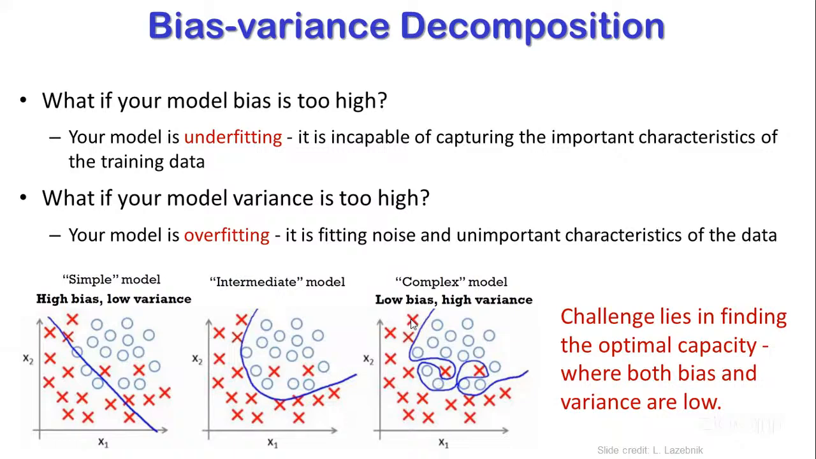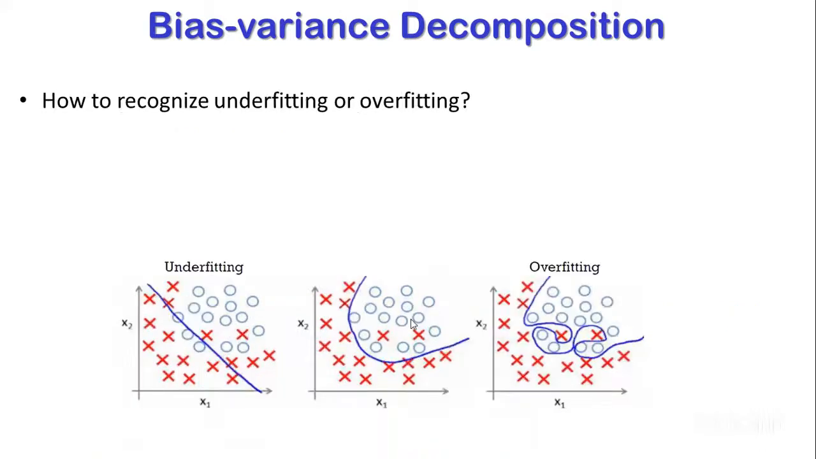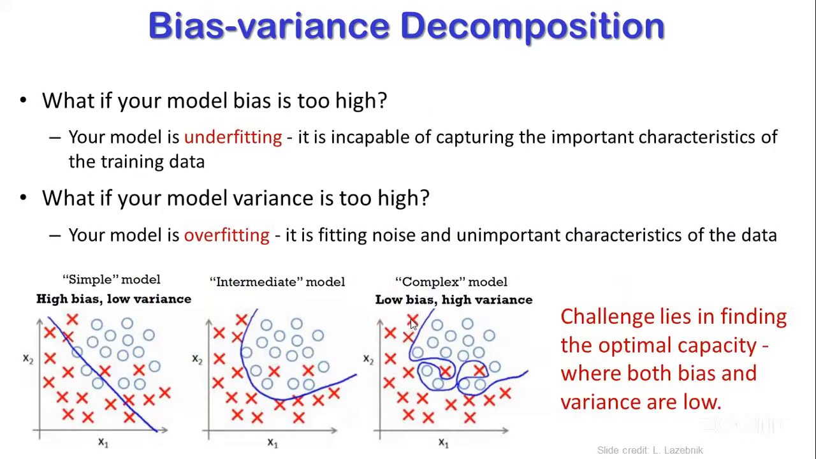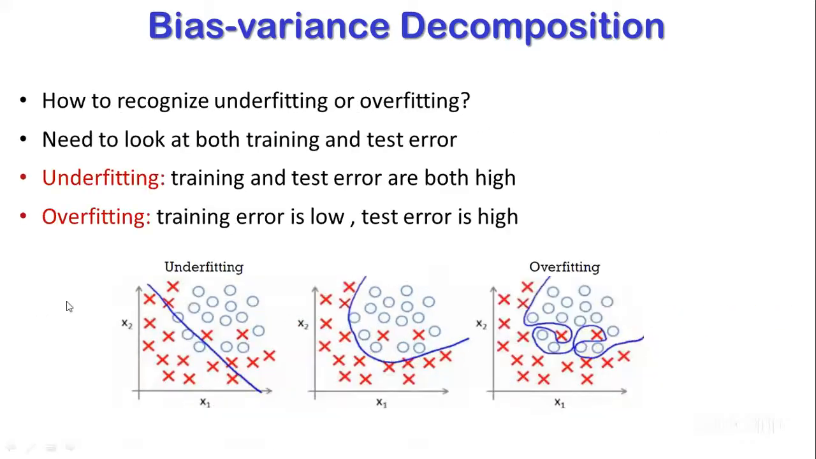So what is our problem? The challenge lies in finding the optimal capacity. We want both bias as well as variance low, right? Keeping both low is a challenge. So how to do that? Here you can see high bias is basically underfitting, and high variance is overfitting.